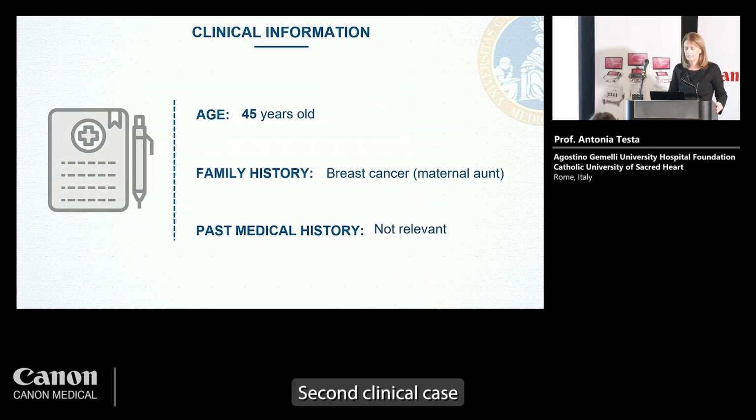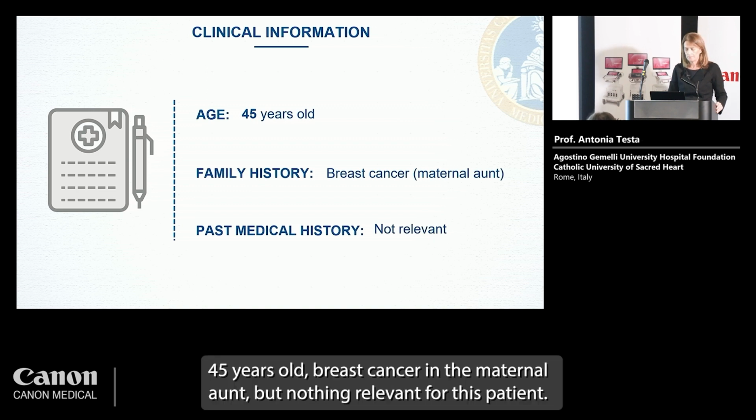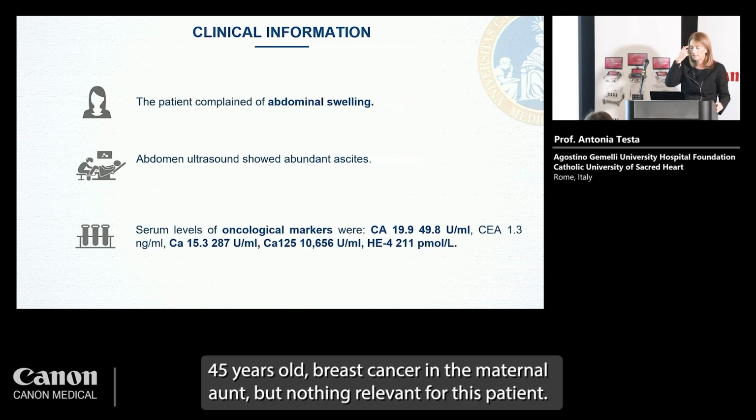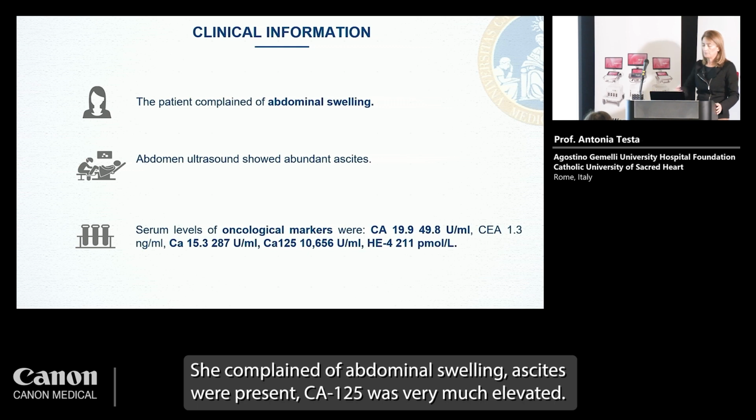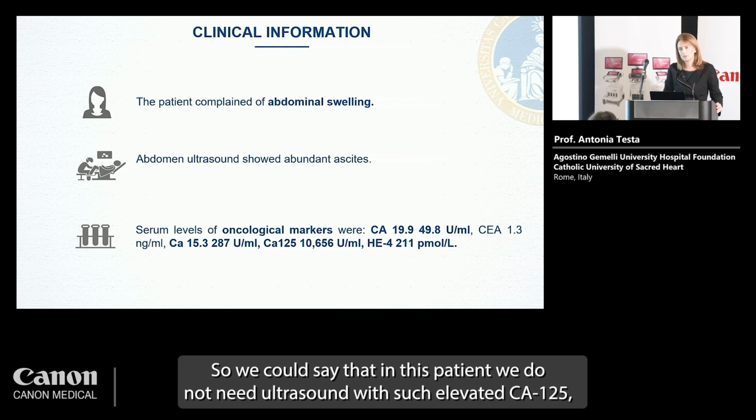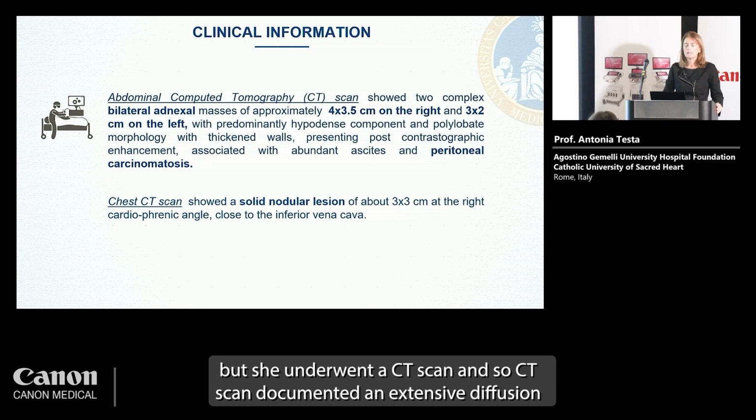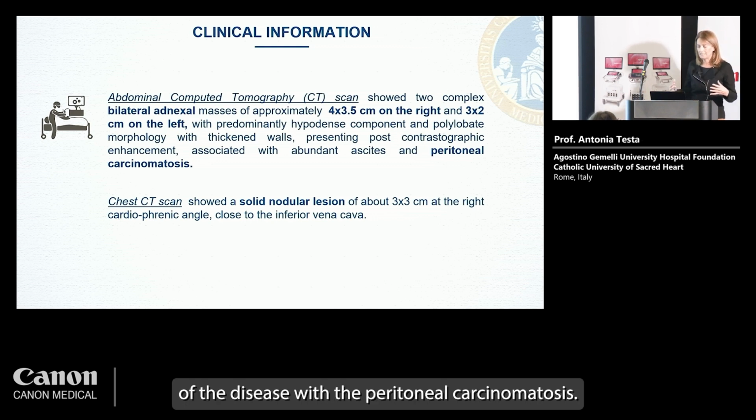Second clinical case: 45 years old, breast cancer in the maternal aunt, but nothing relevant for this patient. She complained of abdominal swelling. Ascites was present. CA125 was very much elevated. So we could say that in this patient we do not need ultrasound with such elevated CA125, but she underwent a CT scan, which documented an extensive diffusion of the disease with peritoneal carcinomatosis.